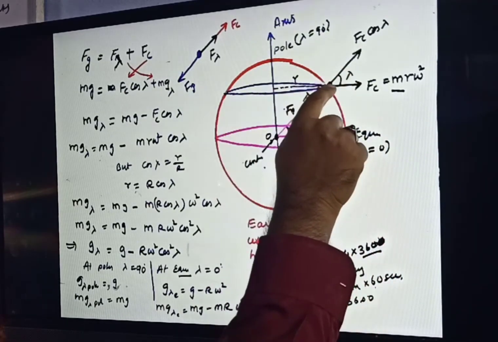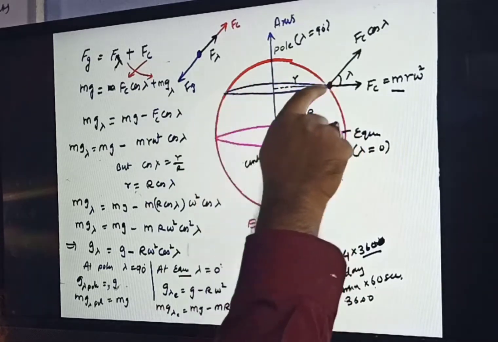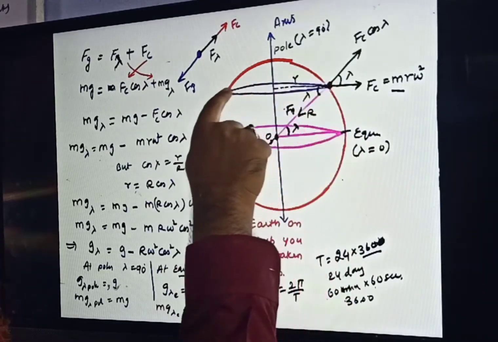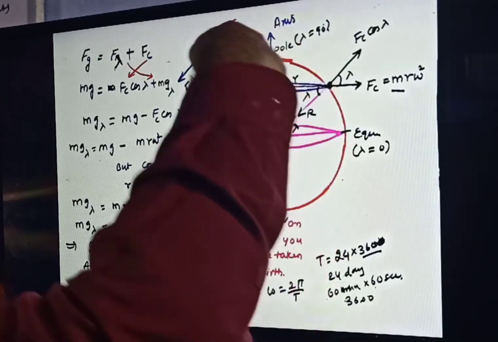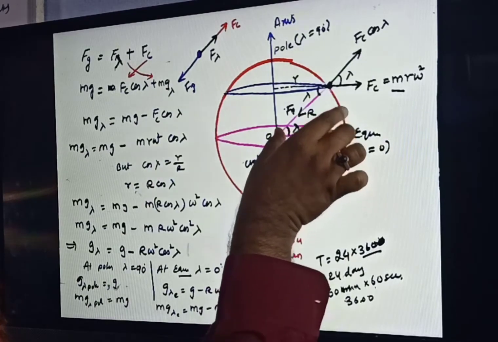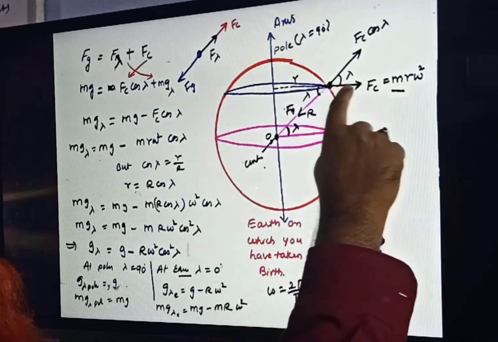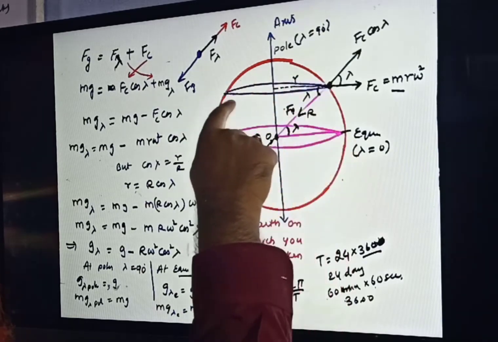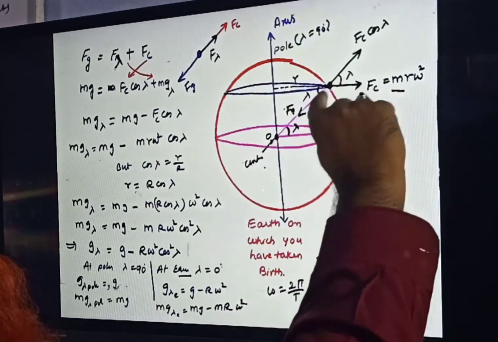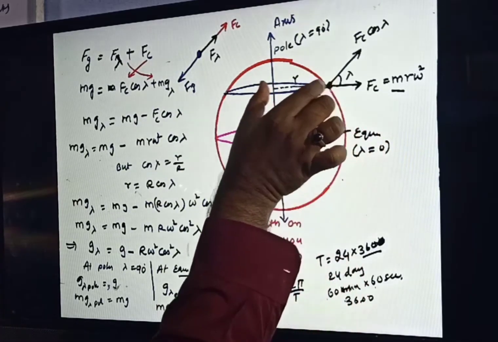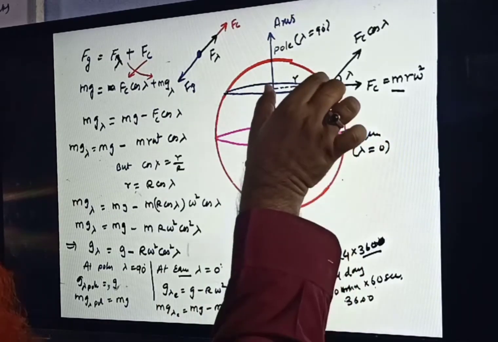For example, the particle is kept here, then it will rotate like this. This is the circular motion in which it rotates on the surface of the earth. So this is the angle of latitude. This is the centrifugal force. This is the radius of the smaller circle, whereas the radius of the earth is capital R. The radius of this small circle is taken as small r here.